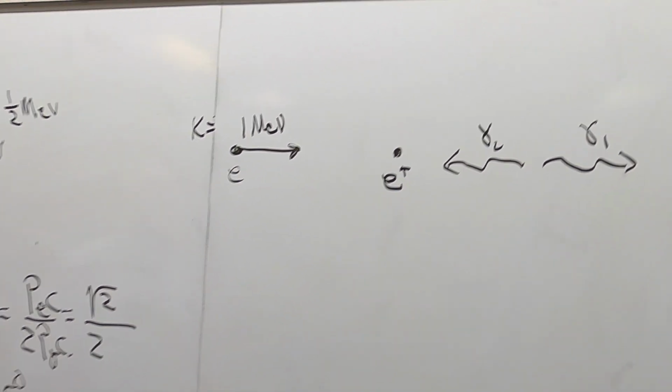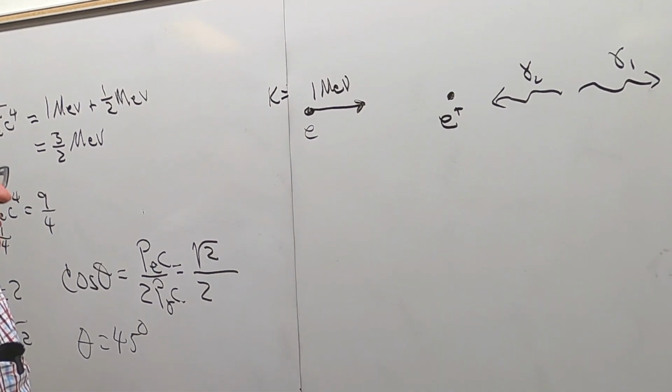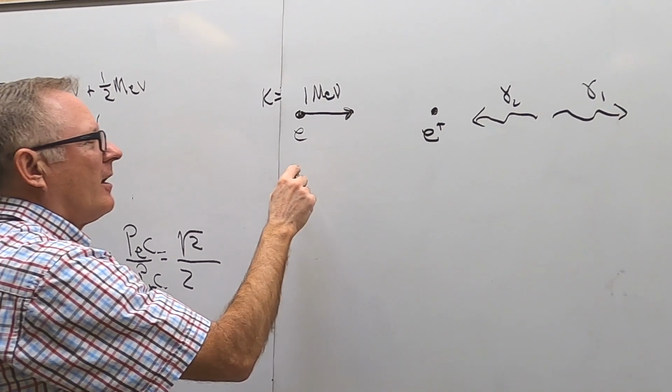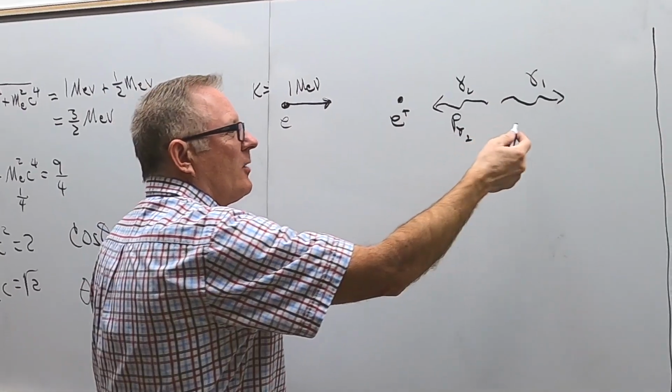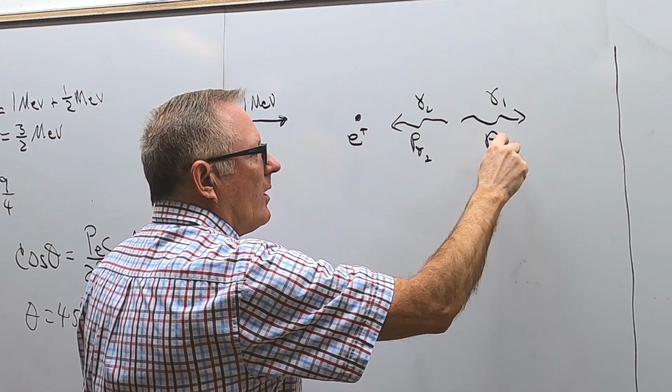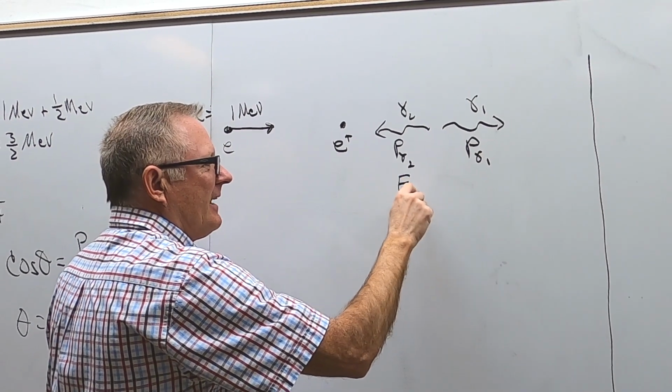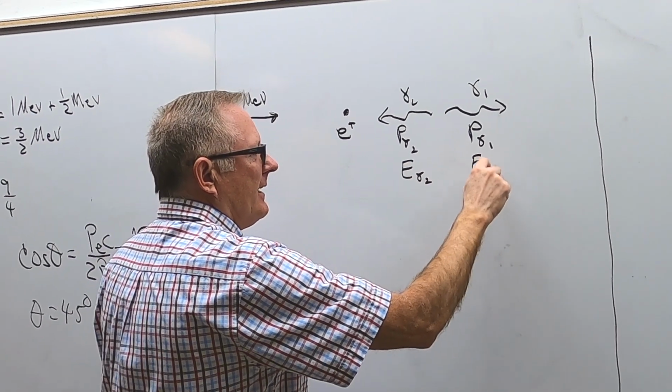Okay, so now what would be different? Now this is all one-dimensional, but if we wrote out and this thing has a certain momentum, P gamma 2, they're not going to be equal now. P gamma 1, and this has an energy E gamma 2, and this has an energy E gamma 1.